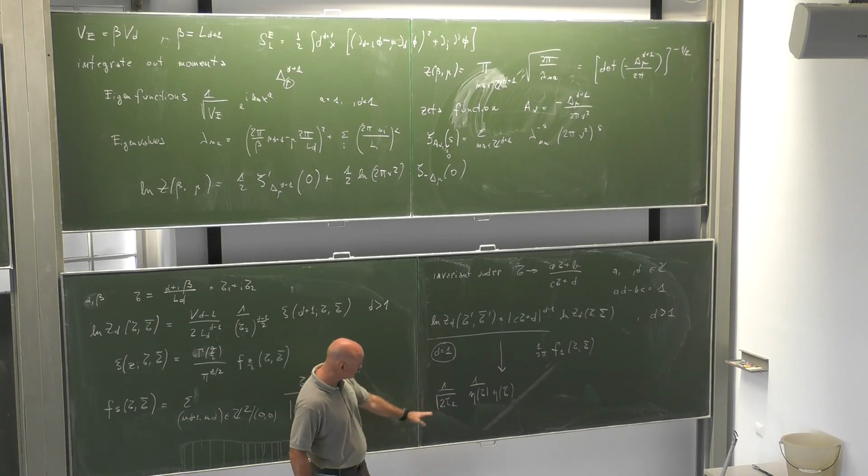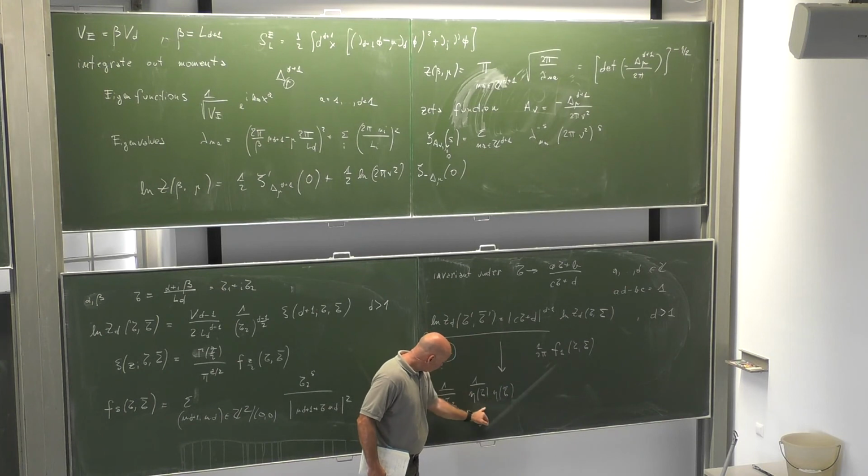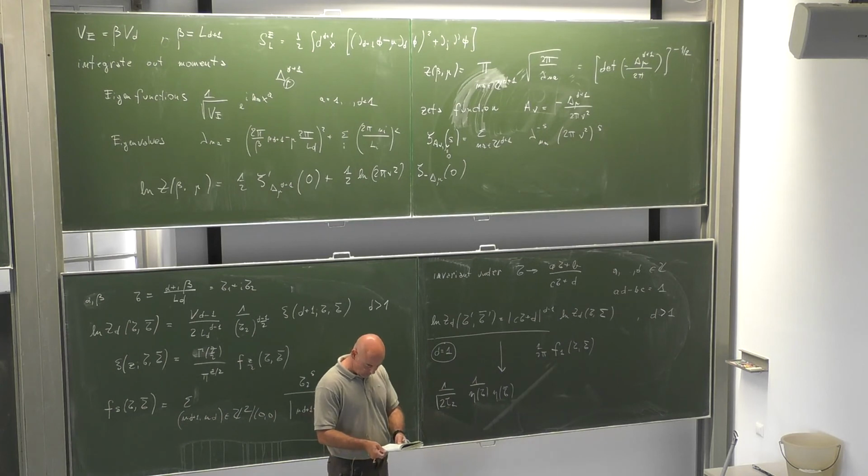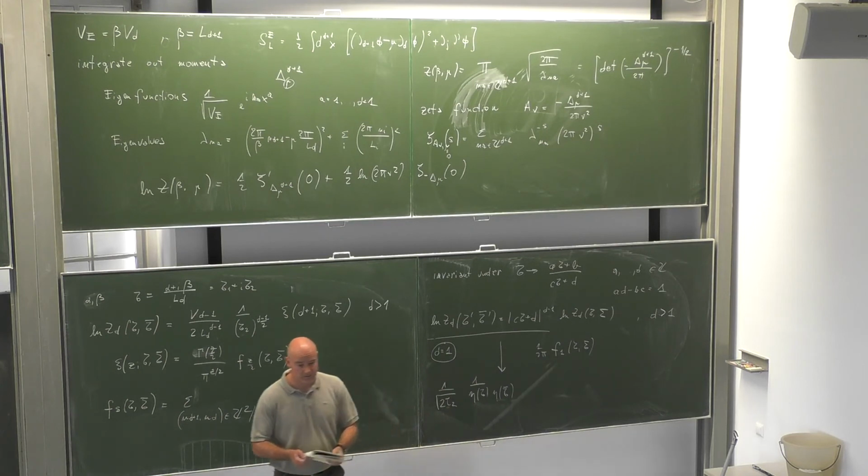And as I was saying, this is the Dedekind eta function, and this is the stuff that you get from the particle when you have periodic boundary conditions in it. Okay, maybe let me stop here.